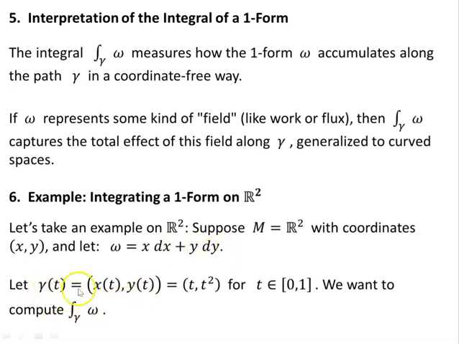And we're going to let gamma of t be x of t. Gamma of t is equal to x of t is t, and y of t, the second coordinate, is t squared. And t is going to belong to the closed interval 0 to 1. Now we want to compute the integral of omega along this gamma. Remember, gamma is x is t, y is t squared, and omega is x dx plus y dy, and t ranges over the closed interval 0 to 1, so the endpoints are included.